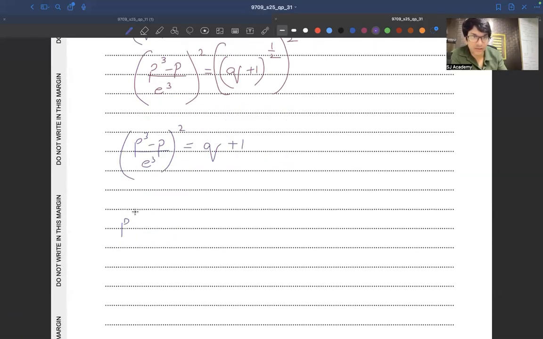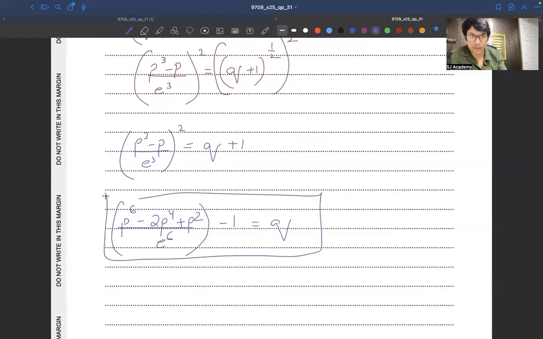This will become p to the power 6, as we'll apply (a minus b) squared equals a squared minus 2ab plus b squared, minus 2p to the power of 4 plus p squared, upon e to the power of 6, and then one will subtract over here, and that will be equal to q, and this will become the subject. This would be the final answer.